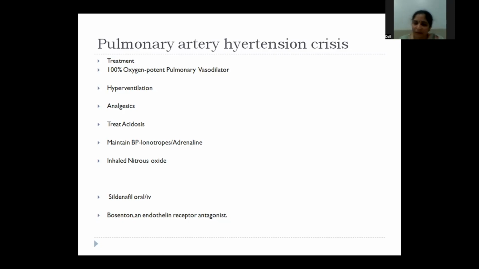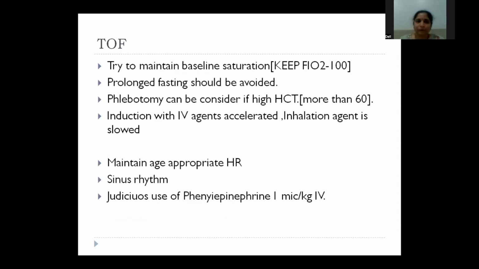Oral or IV sildenafil we can give. If an RT has been put, we can give oral sildenafil. Bosentan, an endothelin receptor antagonist, is also available. We can give it in the crisis management. Tetralogy of Fallot, as I told, we have to check the baseline saturation and try to maintain the same baseline saturation throughout the perioperative period.